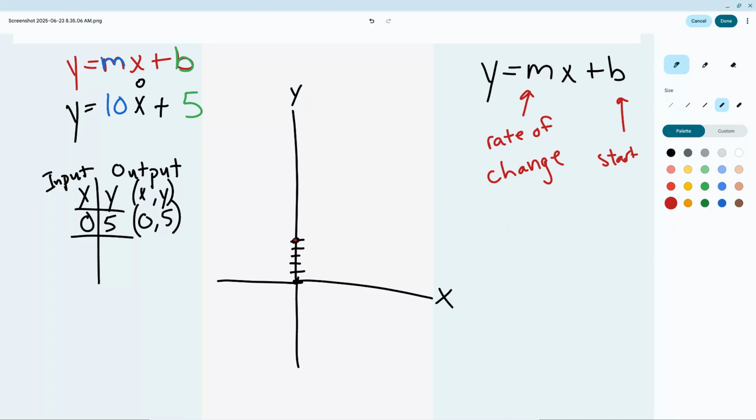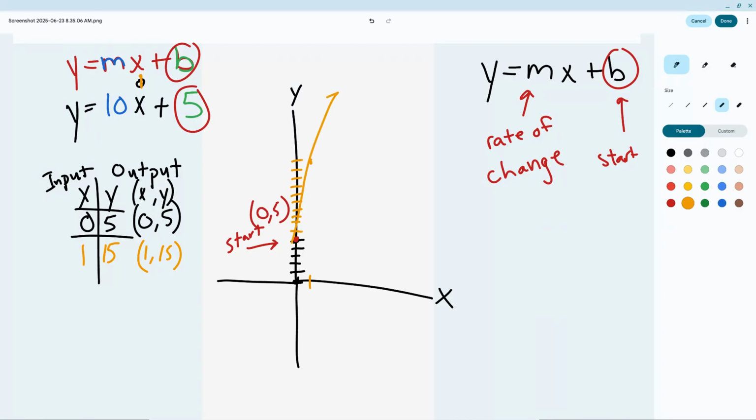Now, this is my starting point on the graph. This is my starting point in the equation. So I'm starting at 0, 5. Now, if you work 1 hour, we'll switch to another color. If you work 1 hour, how much money do you have? Well, for 1 hour, I plug in 1 up here. 10 times 1 is 10, plus 5 is 15. So you would have a point at 1, 15, which means you would go over 1 and you would go up 15. So you would go up 6, 7, 8, 9, 10, 11, 12, 13, 14, 15.